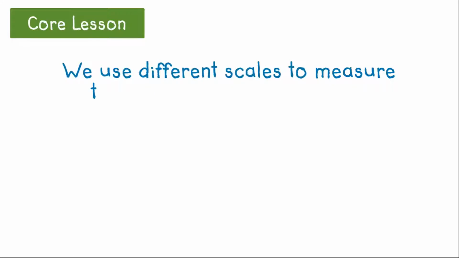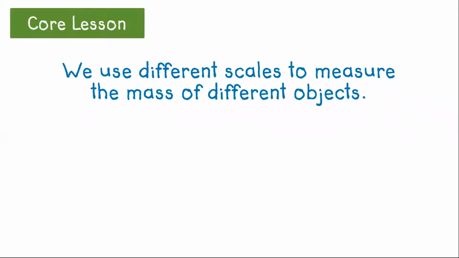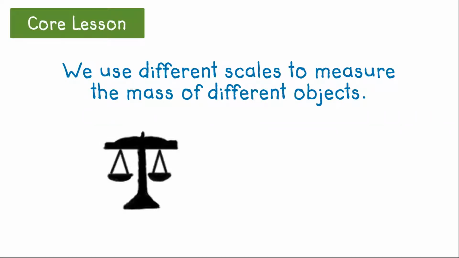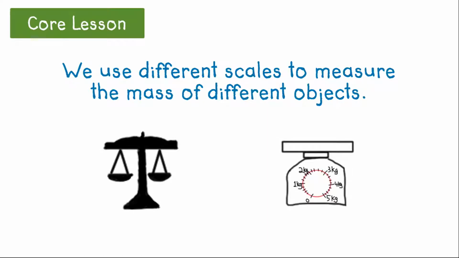We use different scales to measure the mass of different objects. We have the balance scale for small objects, like a pencil, a booklet, or a small bottle, and we have the kitchen scale for bigger objects, like vegetables, fruits, or meat we just bought from the market. So now we have different types of scales to measure the mass of different objects.